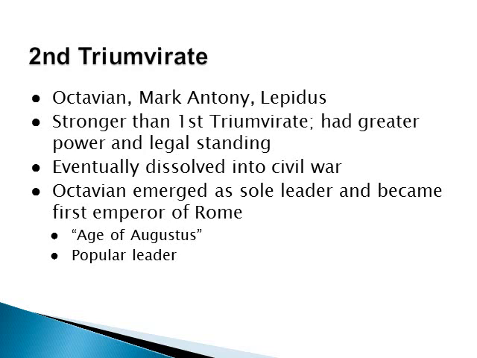But it also eventually dissolves into civil war, with Octavian and Mark Antony's forces competing with each other. And Octavian emerges from that as the sole leader and officially becomes the first emperor of Rome. This initiates the period called the Age of Augustus, or the period of time in which Rome is ruled by emperors, and Octavian proves to be a very popular leader.